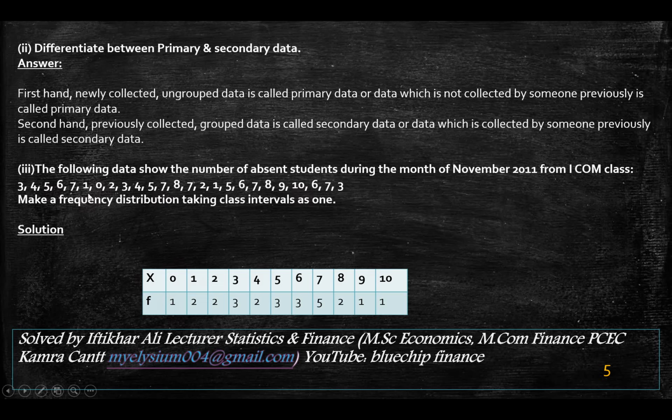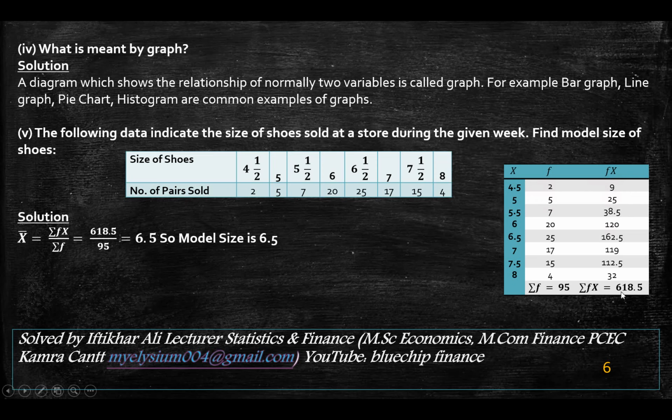So it is a type of grouped data because frequency is given here. So arithmetic mean, direct method formula is sum of fx divided by sum of f. So x is the size and f is the frequency which is given here. We need here the product of f and x. So 4.5 multiplied by 2 is 9, 5 multiplied by 5 is 25 and so on. So sum of fx is 618.5 and sum of f is 95. So simply divide these two and modal size will be 6.5, or we can say that 6 1/2.